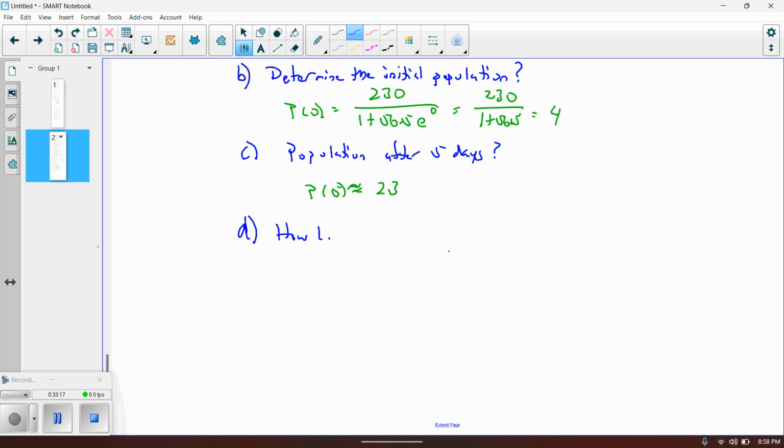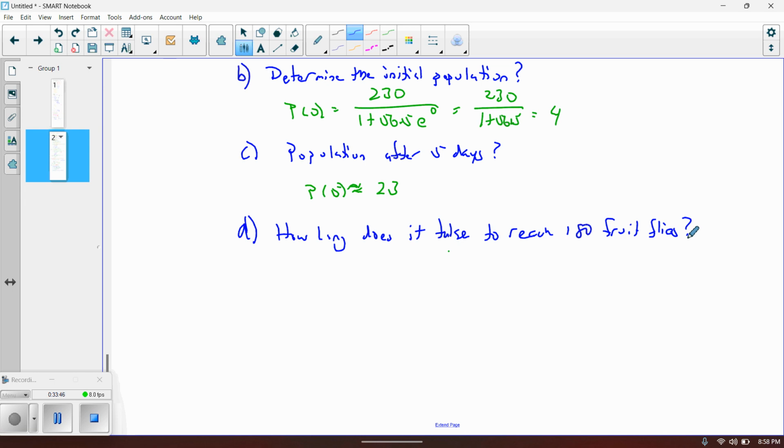How long does it take to reach 180 fruit flies? Well, considering we hit 23 fruit flies after 5 days, it should definitely take more than 5 days.